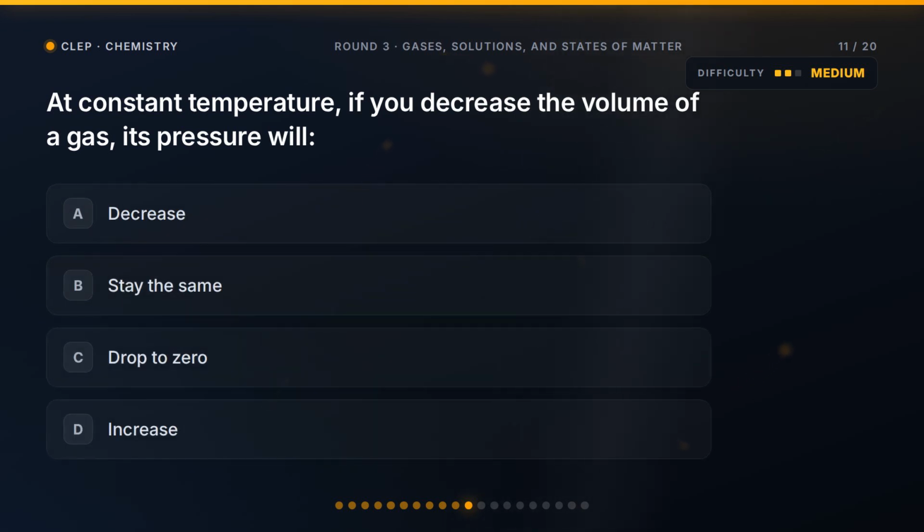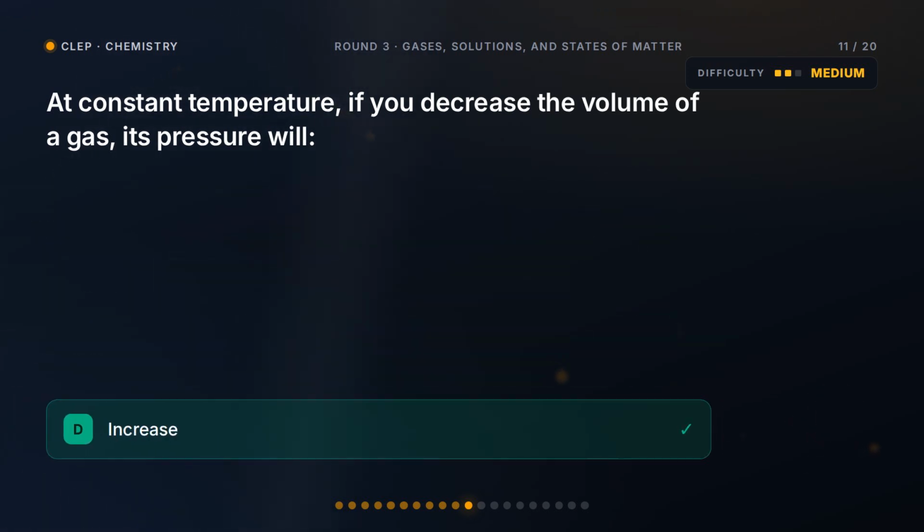Question 11. At constant temperature, if you decrease the volume of a gas, its pressure will A. Decrease. B. Stay the same. C. Drop to 0. D. Increase. The answer is D. Increase.